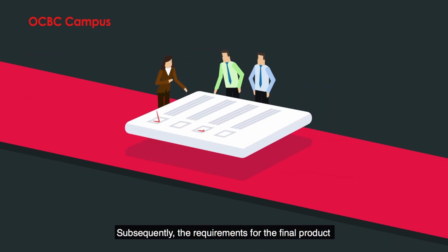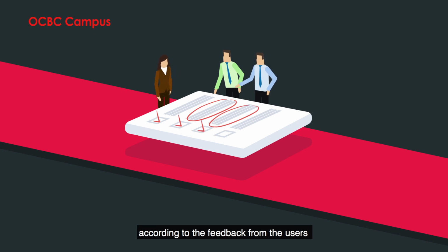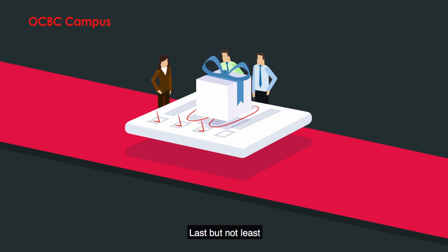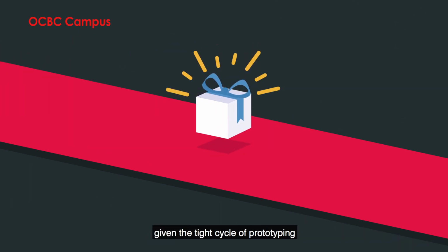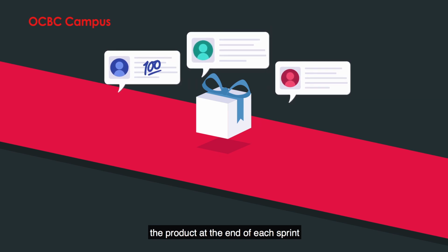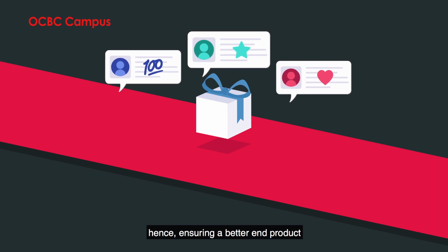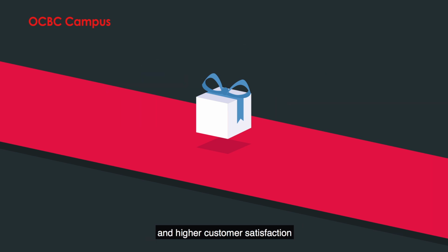Subsequently, the requirements for the final product would start to evolve and change according to the feedback from the users throughout the development process. Last but not least, given the tight cycle of prototyping, testing, and feedback from users, the product at the end of each sprint will get closer to what the customer wants, hence ensuring a better end product and higher customer satisfaction.